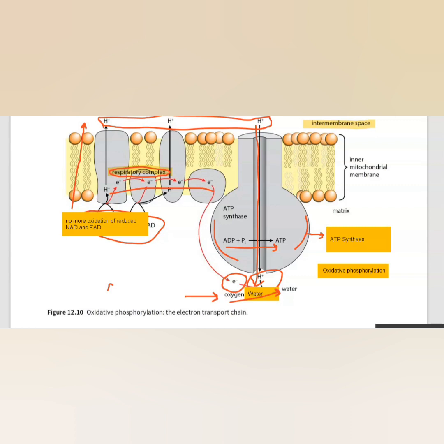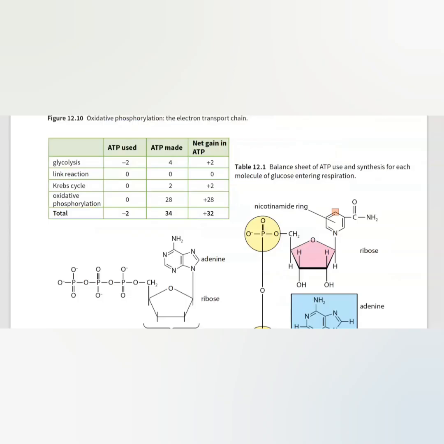From one reduced NAD, 3 ATP can be produced, on average 2.5. One reduced FAD can produce 1.5 ATP, but as a whole we can say 2 ATP molecules are produced. So now we have to look at how many reduced NAD are present over here. We can check this.